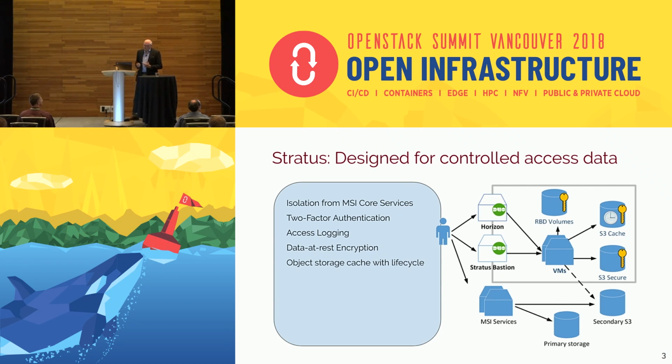Then we also have the second tier, which we call S3 secure, which works pretty much the same way, except there's no lifecycle. So that's where people can store controlled access data in a more persistent manner. Then, while most of our other services are blocked from Stratus, the users also have access to our general purpose S3 store, which is a separate Ceph cluster of about 4 to 5 petabytes. And that's where they can put open access data, maybe including results derived from their workflows on Stratus.